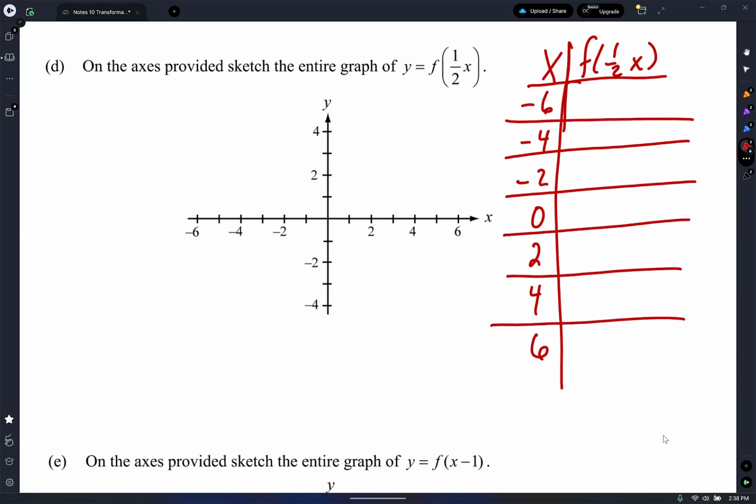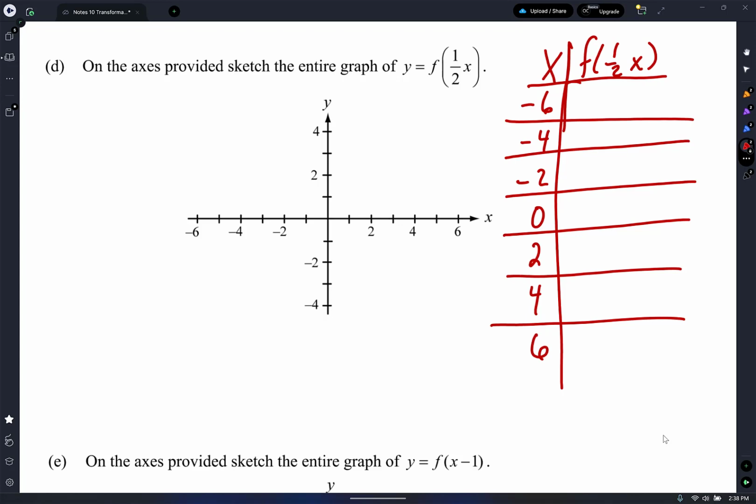How did you know those were the x coordinates? Well, I already knew that it stretches it by a factor of 2. Negative 3 times 2 is negative 6. Negative 2 times 2 is negative 4. Negative 1 times 2 is negative 2. 1 times 2 is 2. 2 times 2 is 4. 3 times 2 is 6. But how did you know?